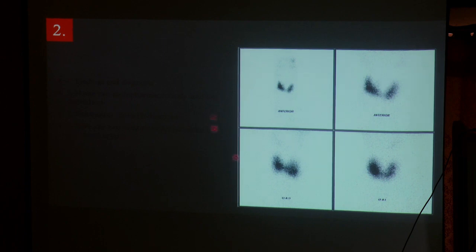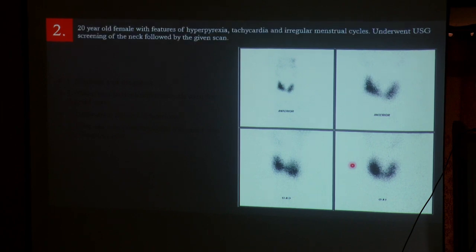Yes. So this is something all of us are well versed with. So what is this scan? Yes, so this is once again a clinical scenario where it's a 20-year-old female with hyperpyrexia, tachycardia, and irregular menstrual cycles. Patient has undergone ultrasound screening of the neck, and this is the scan that's given. What is the finding?